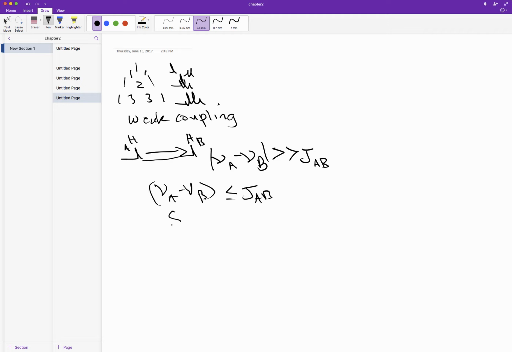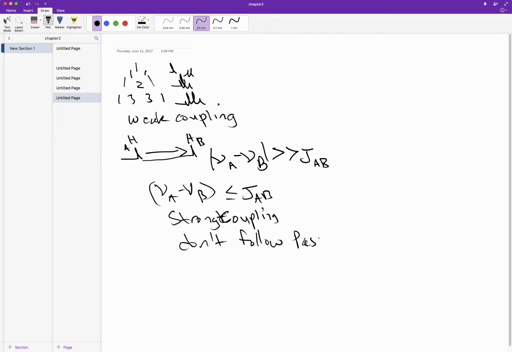And then we call this strong coupling, which I won't cover in these videos. The intensities and the number of peaks don't follow Pascal's triangle. I know there's a good book on how to interpret strong coupling spectra, and I'll have to find it because I don't recall off the top of my head what the name of the book was.